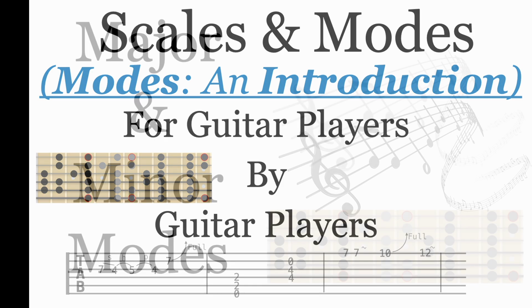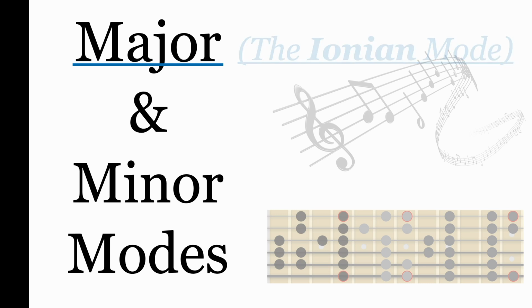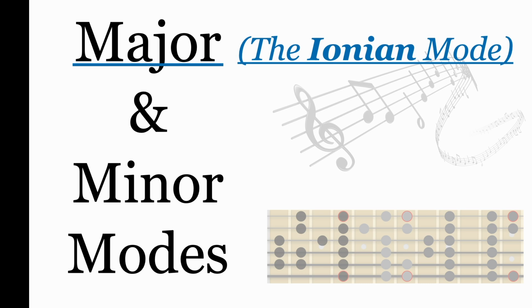So when we're talking about major and minor modes, we have previously been discussing terms such as the major scale or the minor scale. We haven't used the term modes too terribly much, but realistically, the major scale is the Ionian mode. And therefore, the Ionian mode is a major mode. That probably doesn't make a whole lot of sense right now, and that's fine.